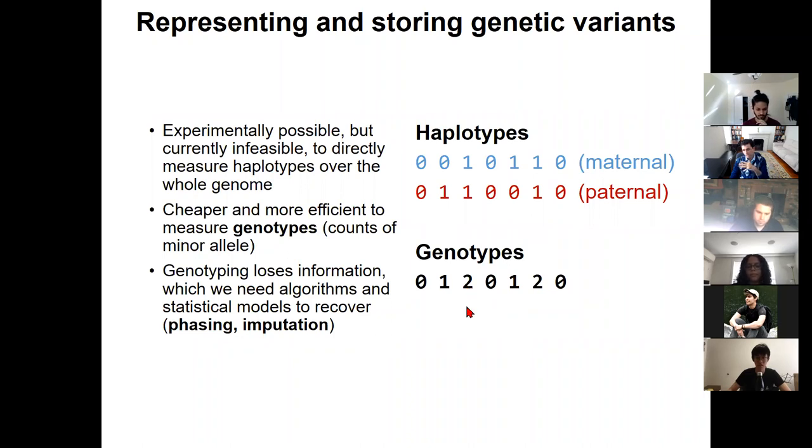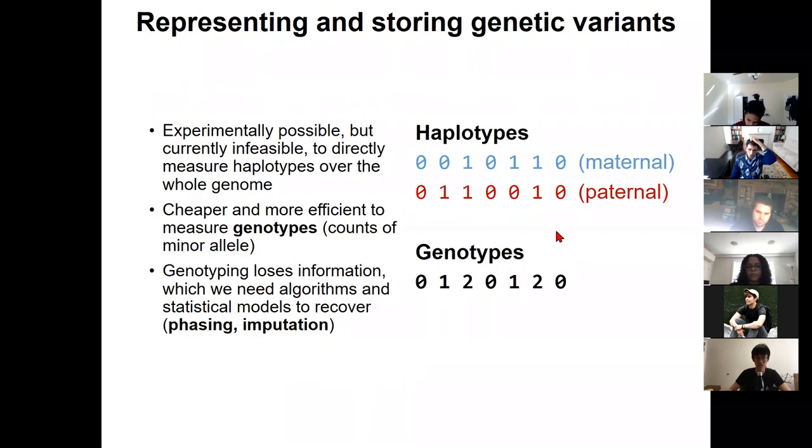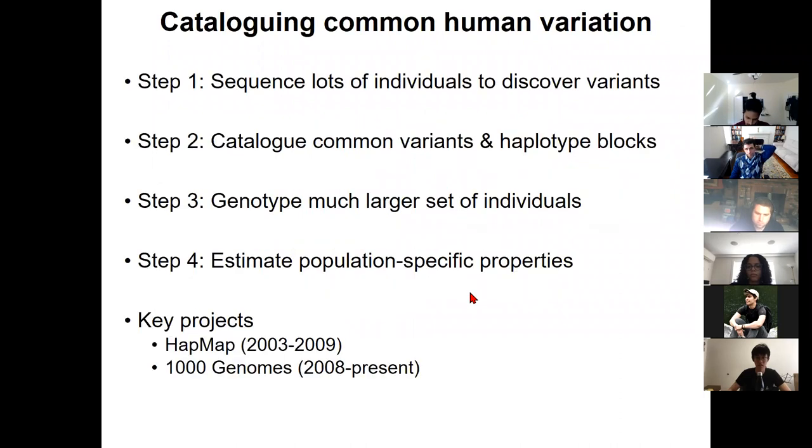And then you basically ask how much signal intensity they have in the hybridization to the risk or the non-risk, or the reference or the alternate. Genotyping, however, loses information, and you need algorithms and statistical models to recover it, okay? And that's where phasing comes in, and that's where also imputation comes in, okay? So we're gonna talk about those challenges shortly.